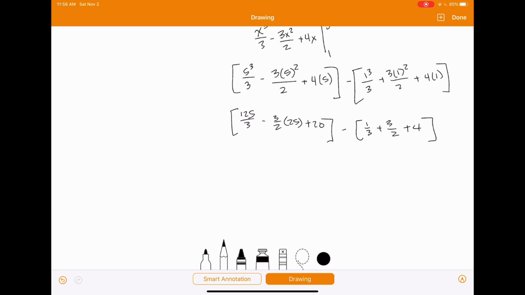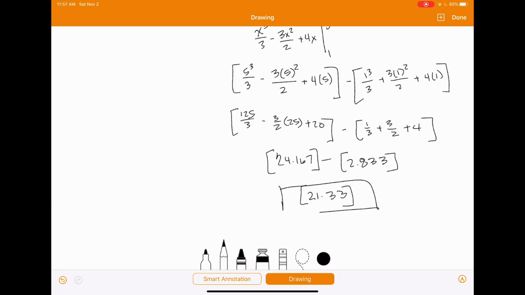And if you simplify that even further, we're going to get 24.167 minus 2.833. And we'll get that the area under the curve between 1 and 5 is 21.33. And that would be your answer. All right.